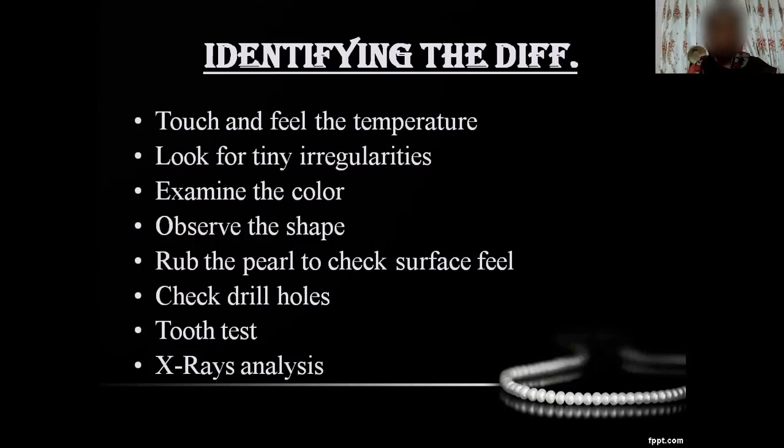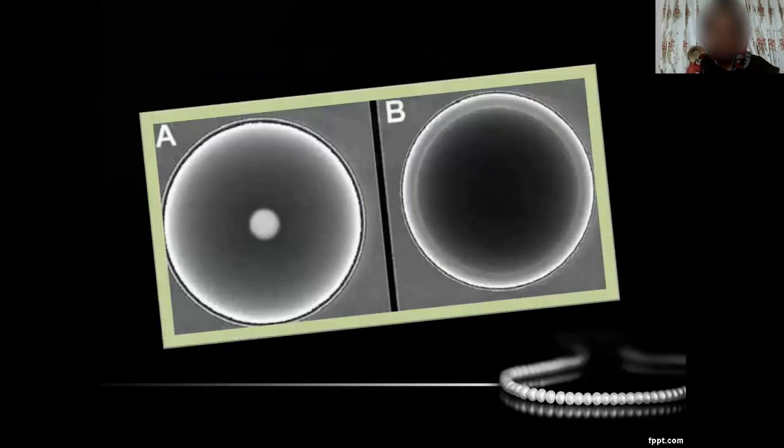Then the tooth test. Simply rub the pearl on your front tooth, and if you feel a rough surface, it is a natural pearl, and if it is a smooth surface, then it is an imitation pearl. Then X-ray analysis. Here it is showing X-ray analysis of pearls. A is a cultured pearl. As you can clearly see, there is a nuclear bead, but B is a natural pearl. It has no nuclear bead, only nacreous layers.